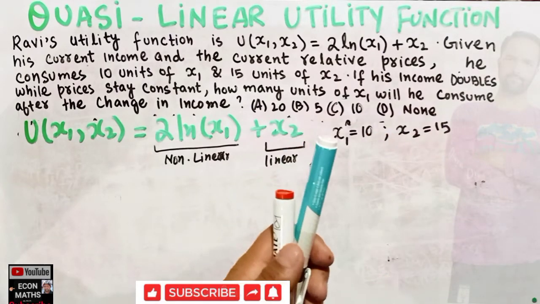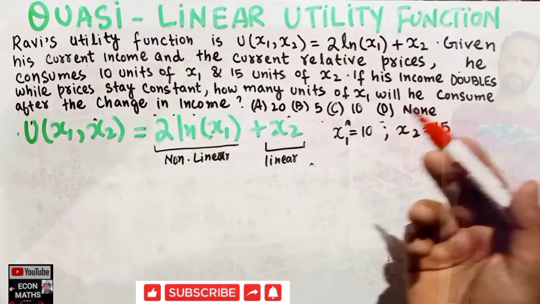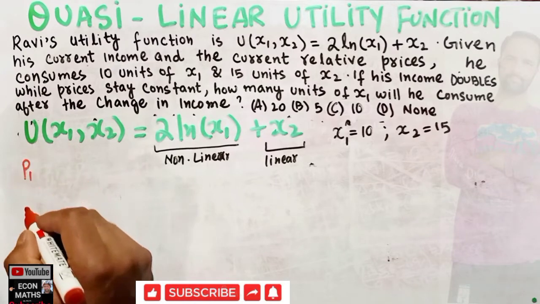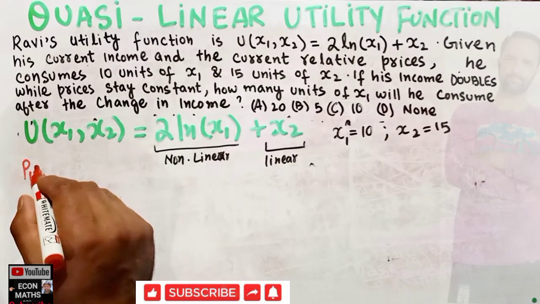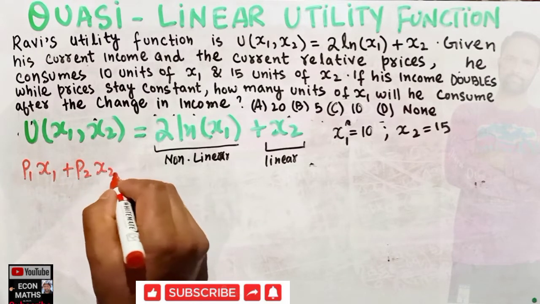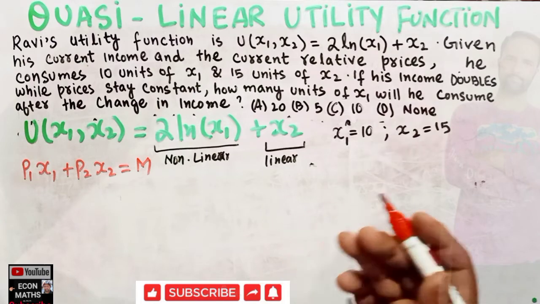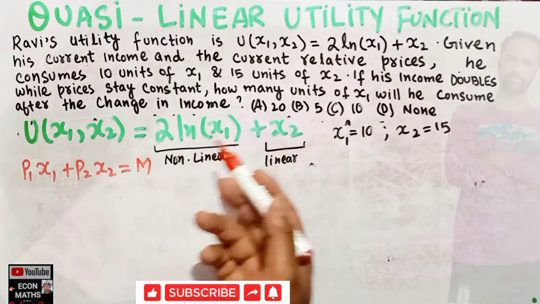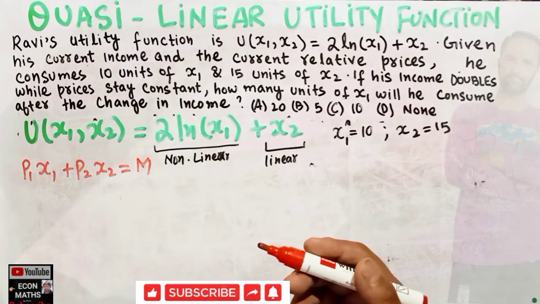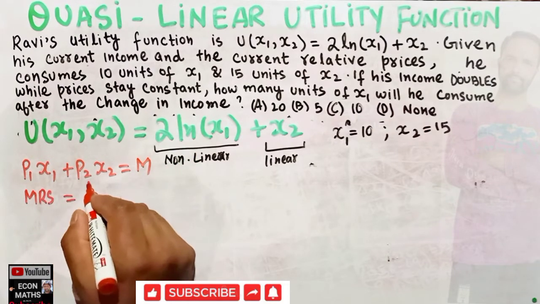So how do we solve this kind of question? This is our utility function, and we are told prices do not change. Let us write the budget constraint: p1 times units of good 1 plus p2 times units of good 2 should be equal to the total income of the consumer, so all the income should be exhausted. Now, how do we solve when we have the utility function and budget constraint? We simply use the tangency condition, which requires that the marginal rate of substitution should be equal to the ratio of the prices.